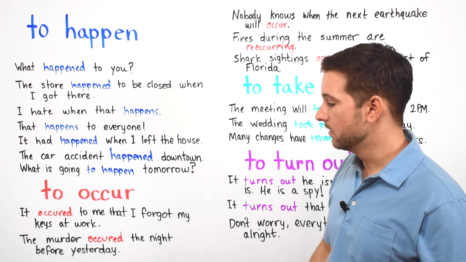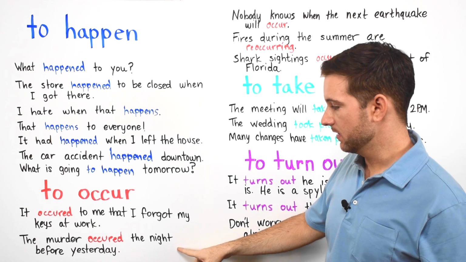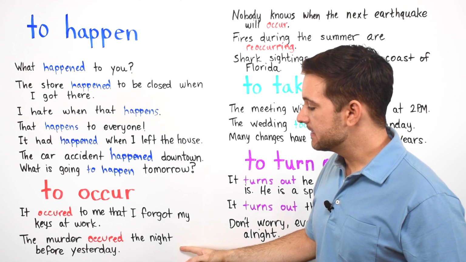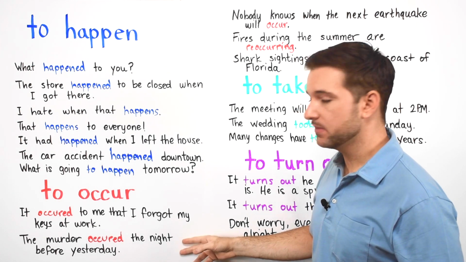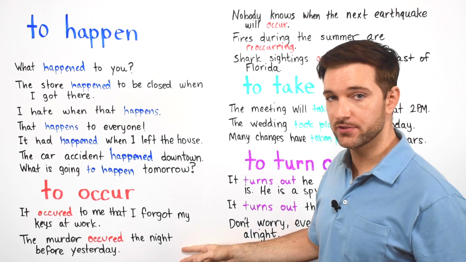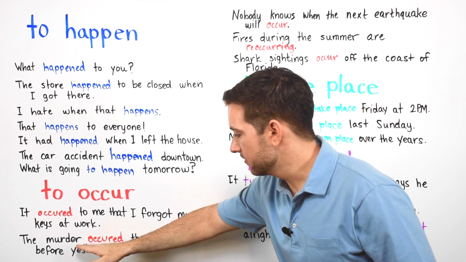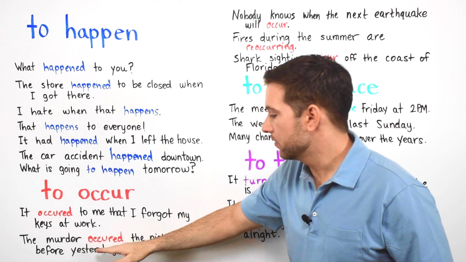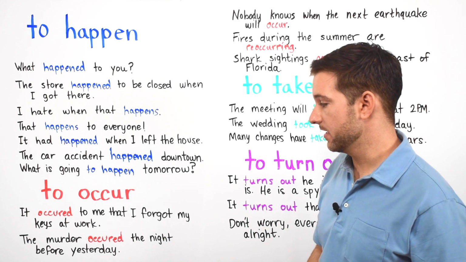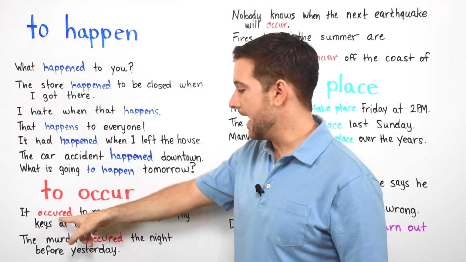right? All right, next. The murder occurred the night before yesterday. Okay, in this one, we're talking about, well, it sounds formal, okay? It sounds like something you would read in a newspaper or something that you would hear on the news, okay? Or maybe a politician said this because we have the verb occur. The murder occurred the night before yesterday. You can also say the murder happened the night before yesterday. That's more informal, okay?